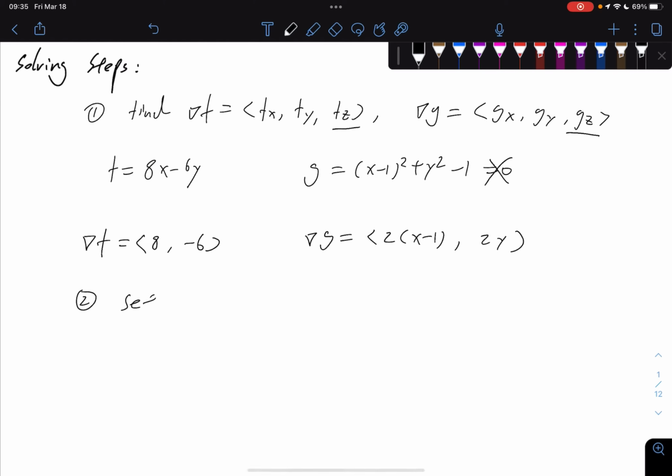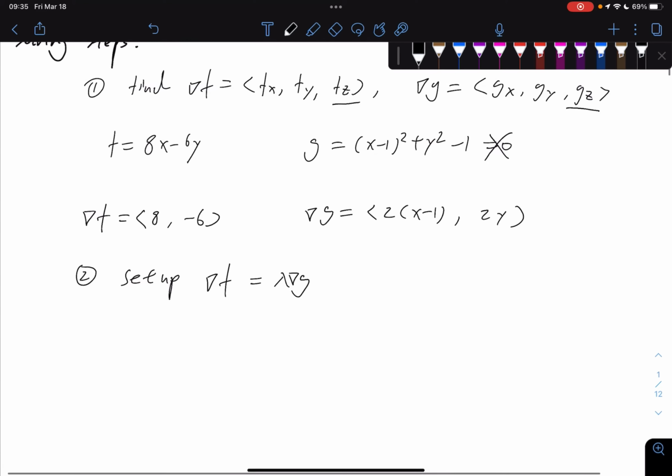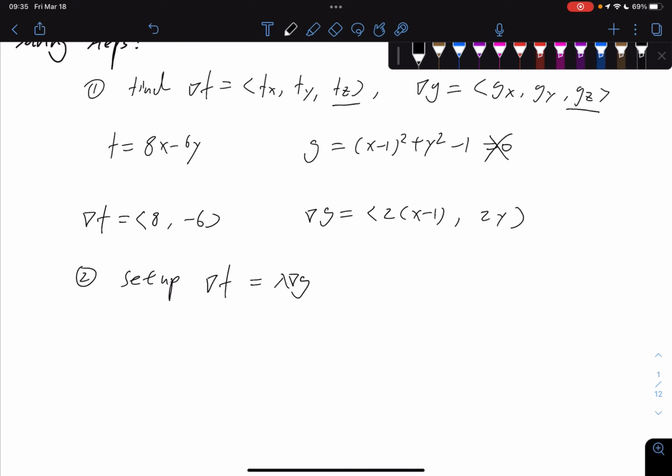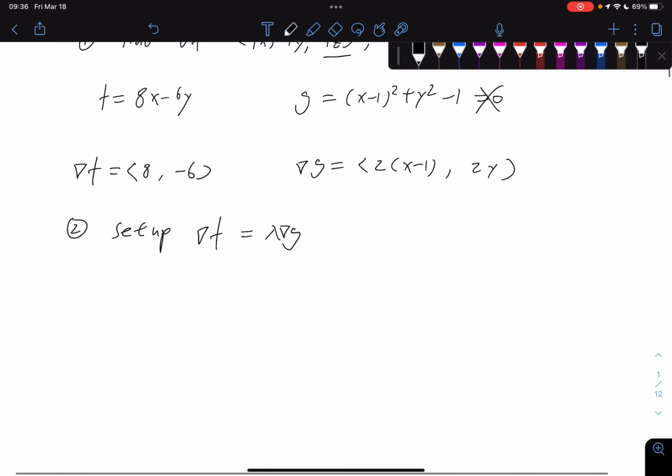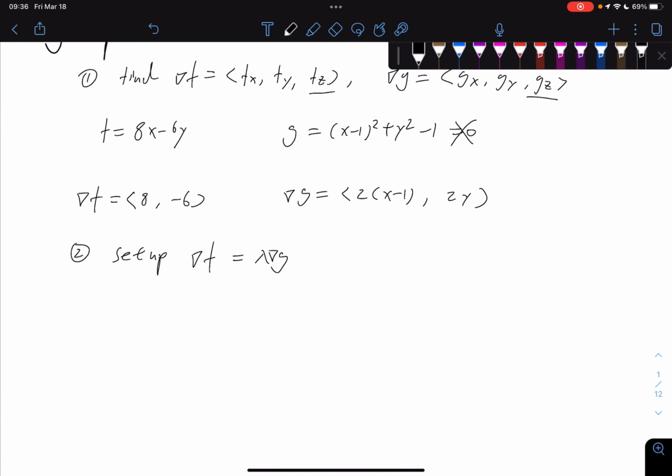The second step is to set up gradient of f equals gradient of g times the Lagrange multiplier. So let's just set it up this way. Gradient of f: fx equals lambda times gx, fy equals lambda times gy, and then fz equals lambda times gz.